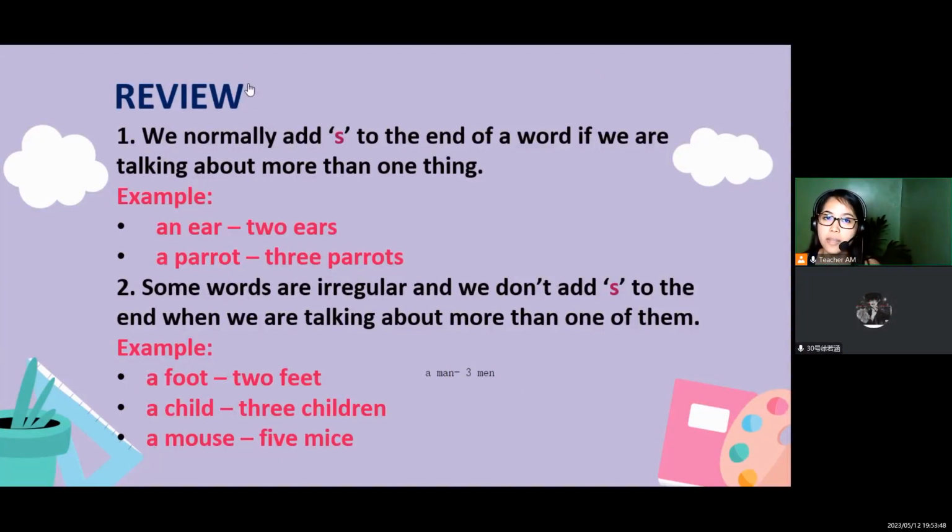Okay, so now Hans, how about this one? Apple. Two apples. You add S. Okay, how about this one? Bag. That's gonna be two bags. We add S. Okay, next, pen. We add S. It's gonna be two pens. Okay.